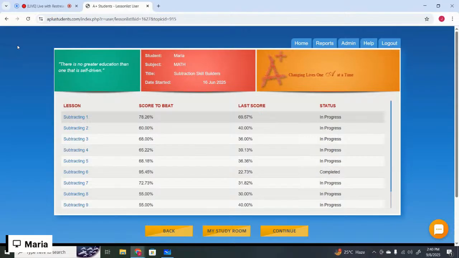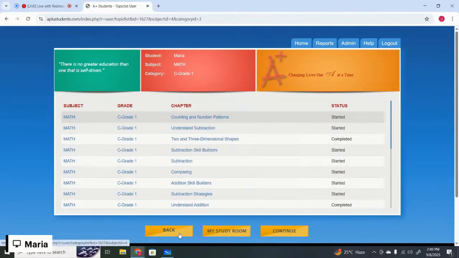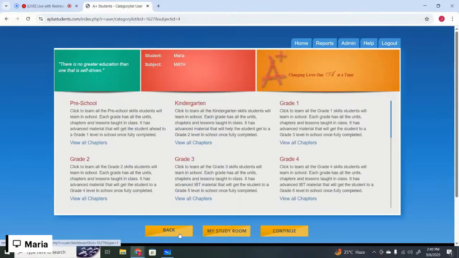So we were working on grade one math. We have started with the chapter three, two and three dimensional shapes. We are done with the lesson, then we started subtraction skill builders, and the lesson we have covered is subtracting one.